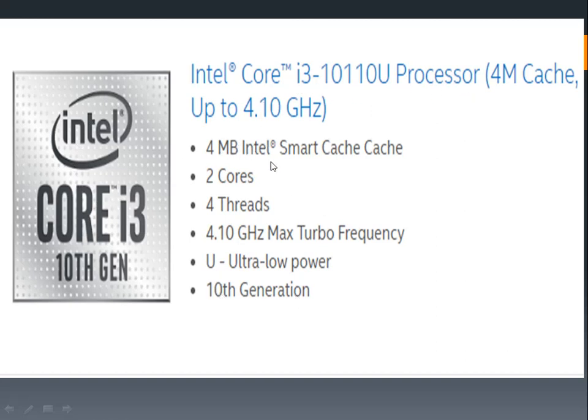This is the 10th generation, and it has 4 megabytes of cache memory. Cache memory depends on the pronunciation, but I call it cache. So it has 4 megabytes of cache memory, and it has two cores. I need to say it has two processing units. The Core i3 also has 4 threads. Now these threads are virtual cores. In other words, the cores here are physical, but these ones are virtual cores.